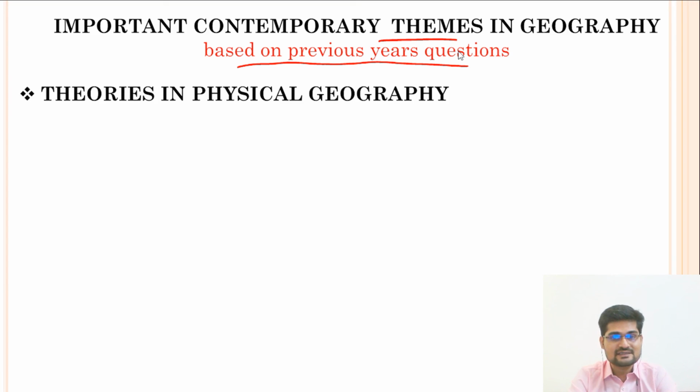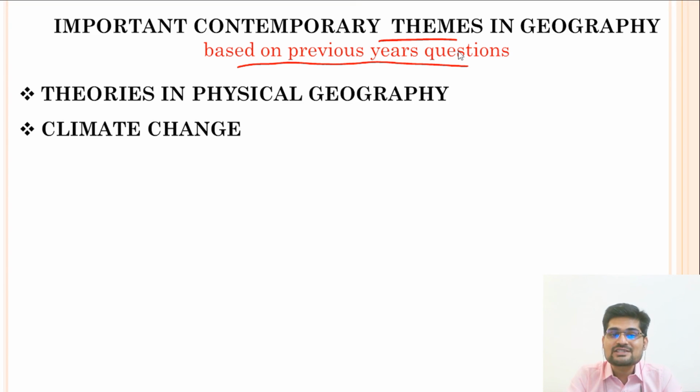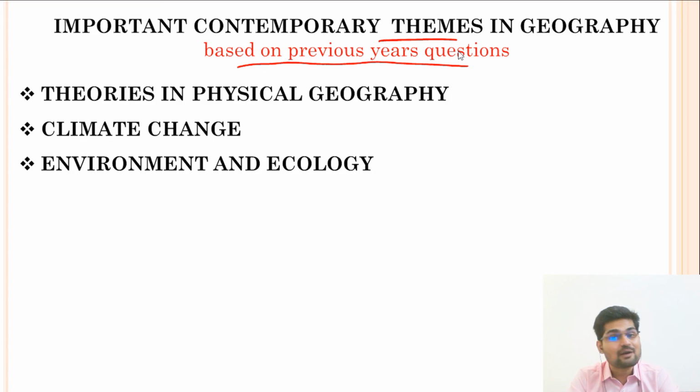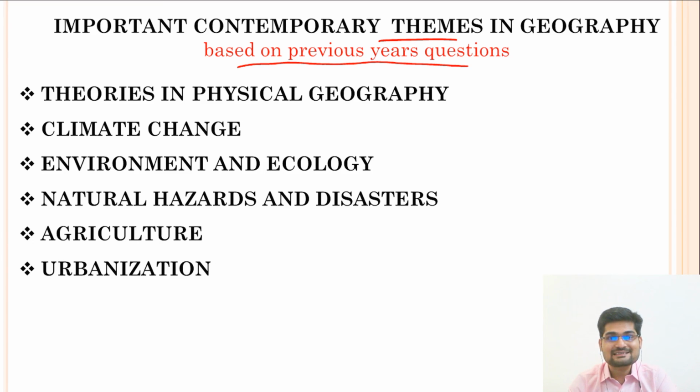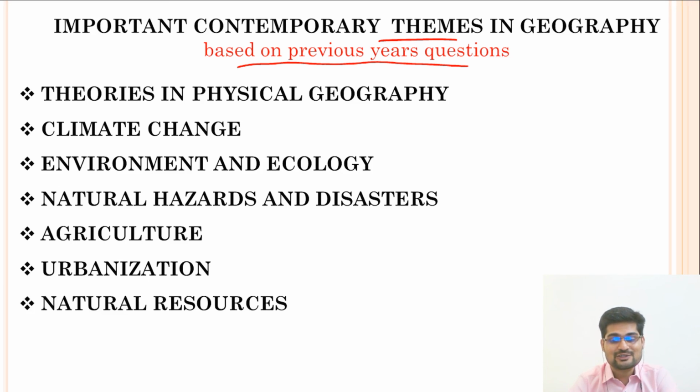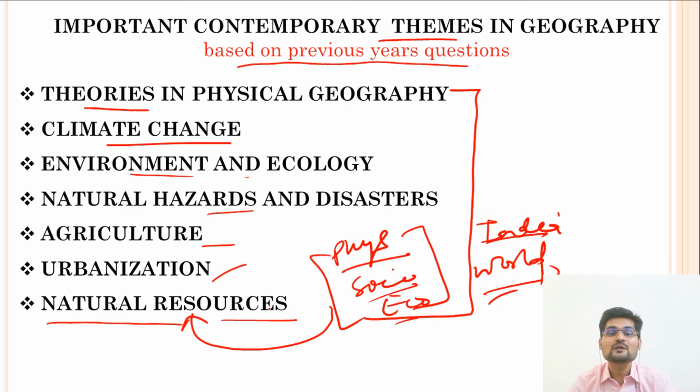First is the theories in physical geography. Then we have climate change. Then environment and ecology, which is one of the most important aspects. Then natural hazards and disasters. Then agriculture, urbanization, and natural resources. In the lectures to come, we'll be discussing all the components right from the beginning, that is from the physical geography segment.